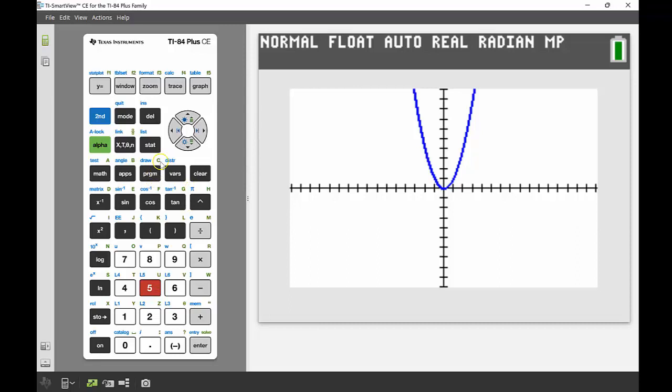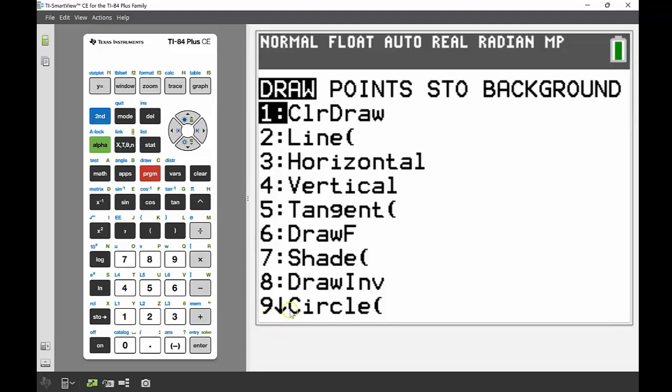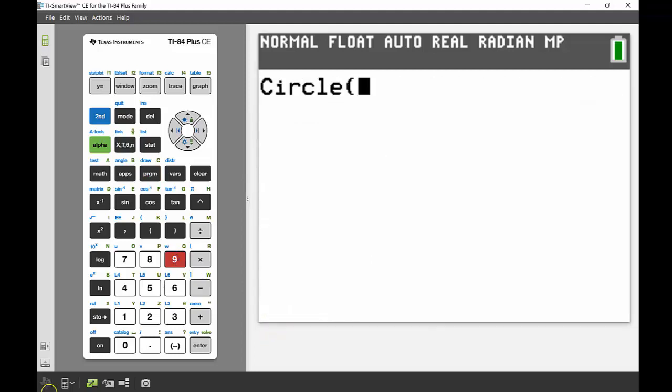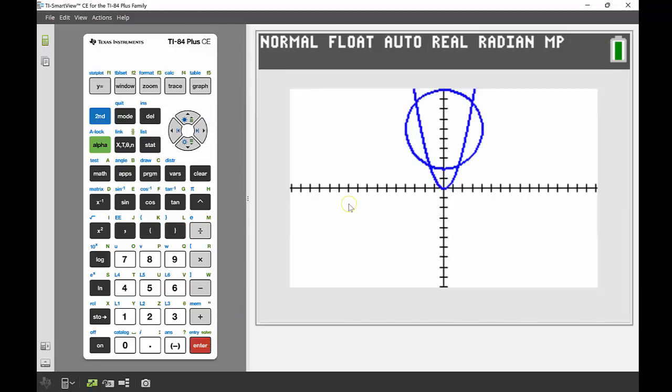From here I can access my circle drawing through the draw menu, but actually one of the better ways to do this is via the main screen. So I'm going to quit out of my graph and go into my draw menu from the main screen. So second, draw, and I want to draw a circle, so that's my number 9 there. In here what I need to put in is the centre of my circle, so the coordinates for the centre are 0 and 6, and then the radius of my circle is 4. If I input each of those values separated by a comma, close my brackets and then press enter, that circle will get drawn onto my screen.